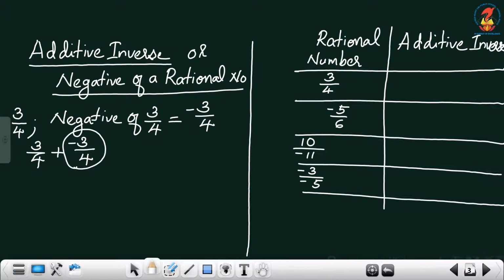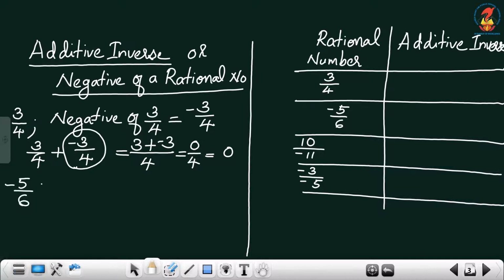Then 3 by 4 plus negative 3 by 4. When you add it, what will you get? Then 3 plus negative 3 by 4. That is 3 plus negative 3, it is 0, 0 by 4, which is equal to 0, where 0 is the additive identity.